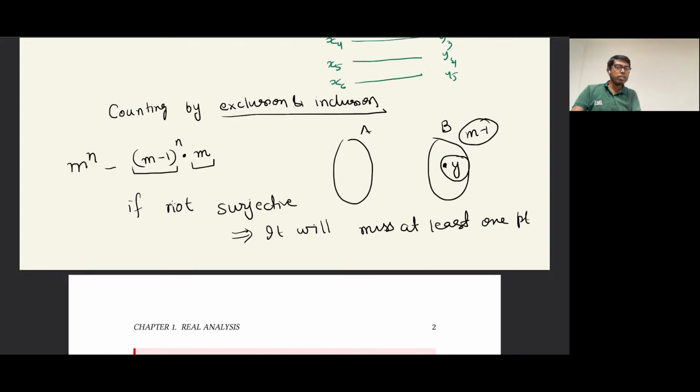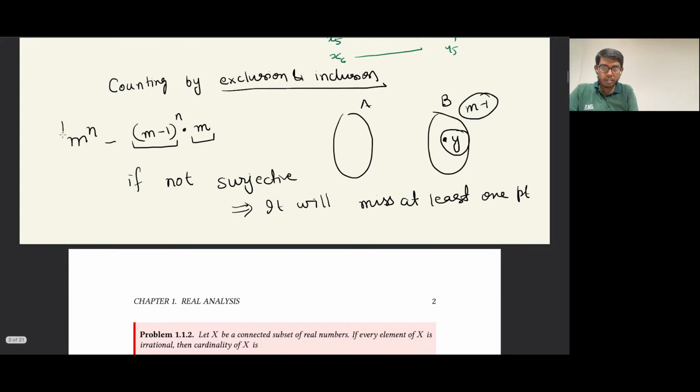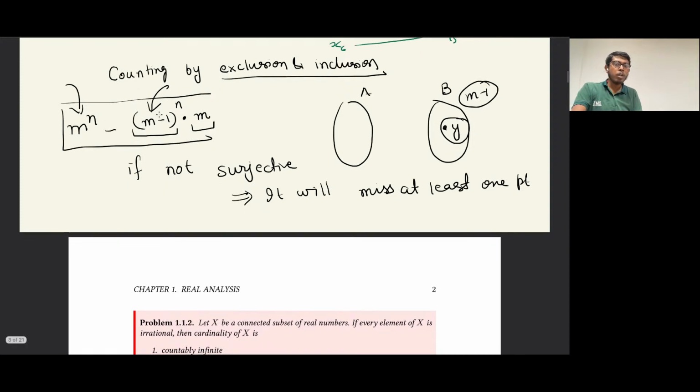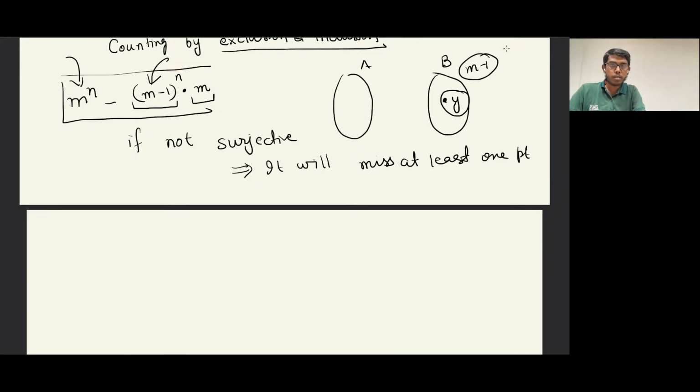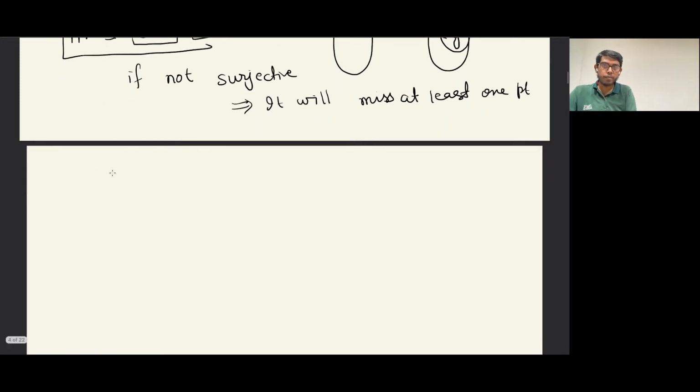So this is the thing. It says total number of functions minus those that miss 1 point. But you see, if some function f, let's say, misses 2 points.